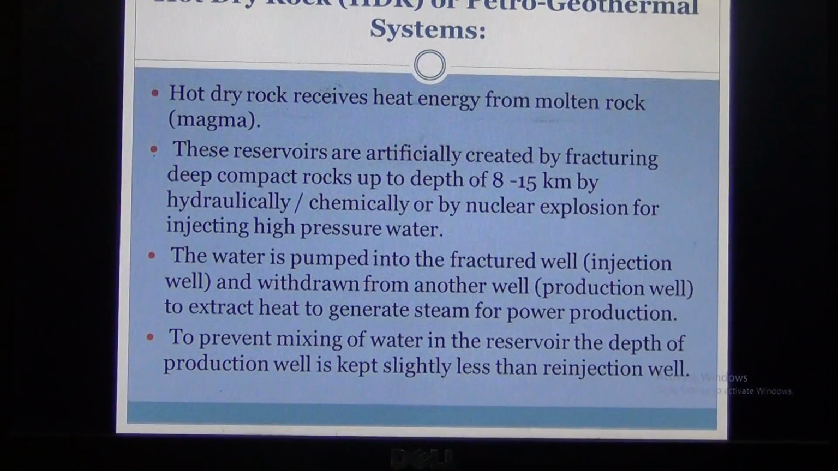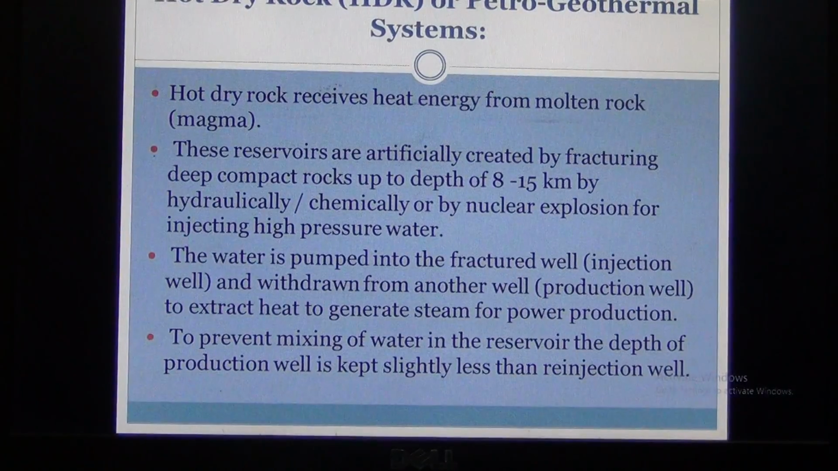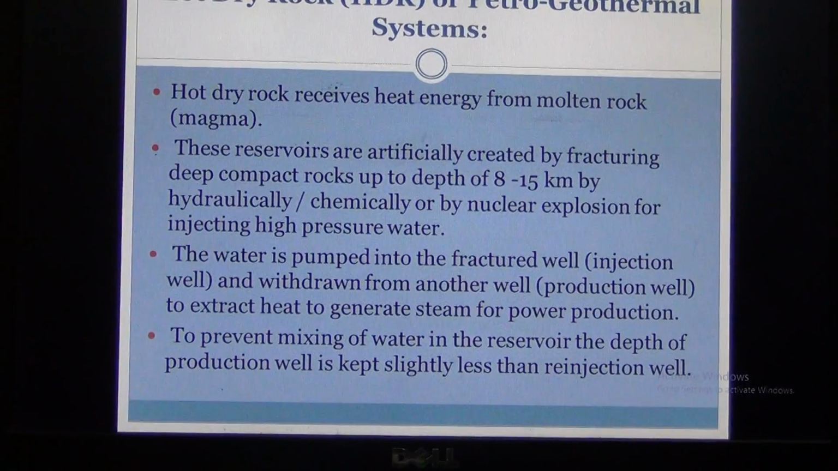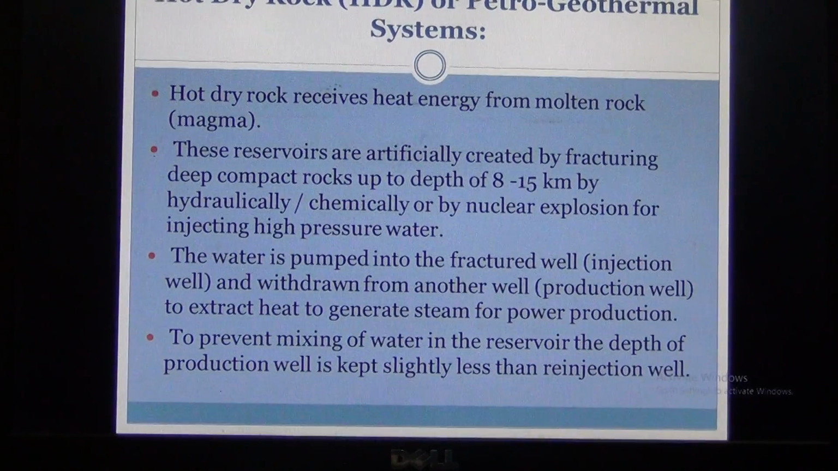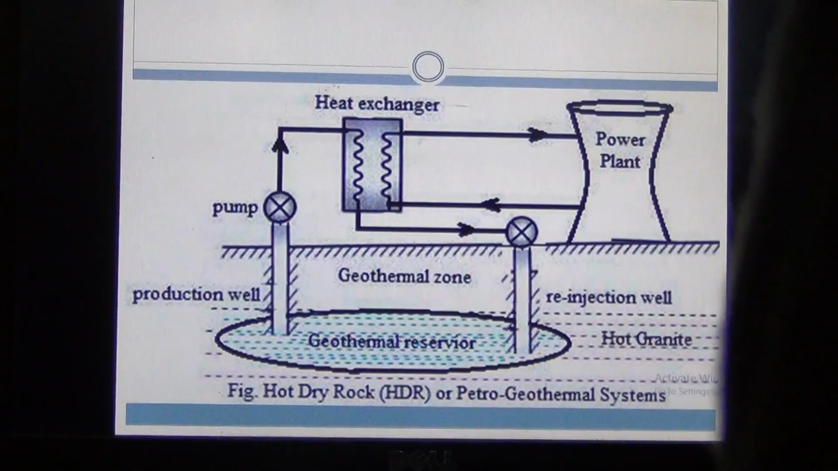To prevent mixture of water in the reservoir, the depth of the production well is kept slightly less than the re-injection well. Means both the water will not meet in the reservoir. To avoid such a situation, we keep the depth of the production well less than the re-injection well.